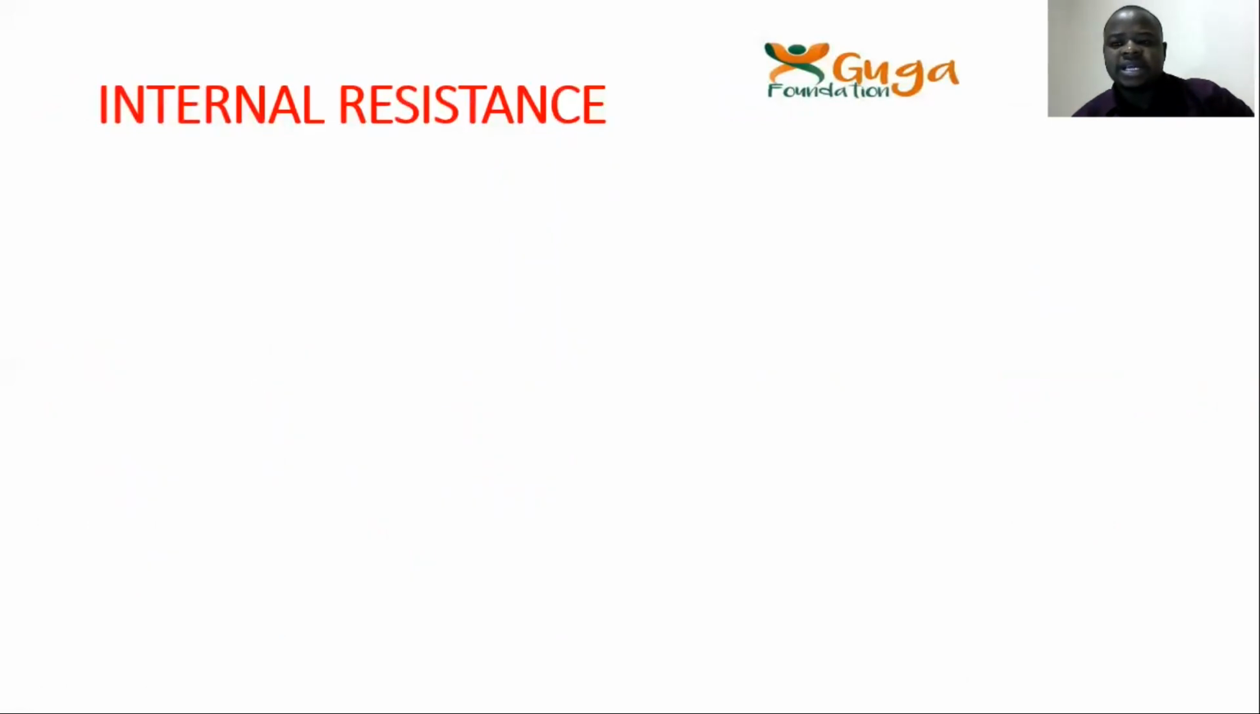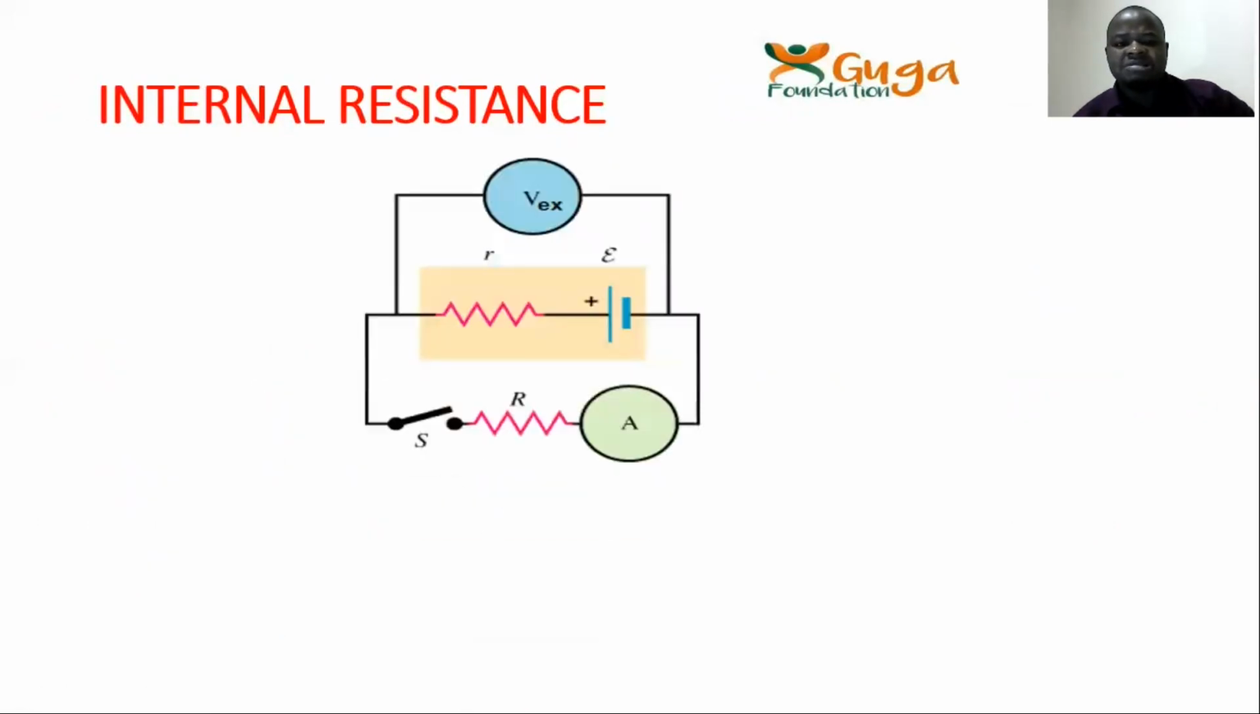Let's look at the internal resistance. The internal resistance, we normally find it inside the battery or inside the cell here. So now this is internal resistance. It's represented by the small letter r, right? And here you've got a cell whereby you also get your EMF, right? And then here I said Vx. So this Vx, some call it V terminal, right?